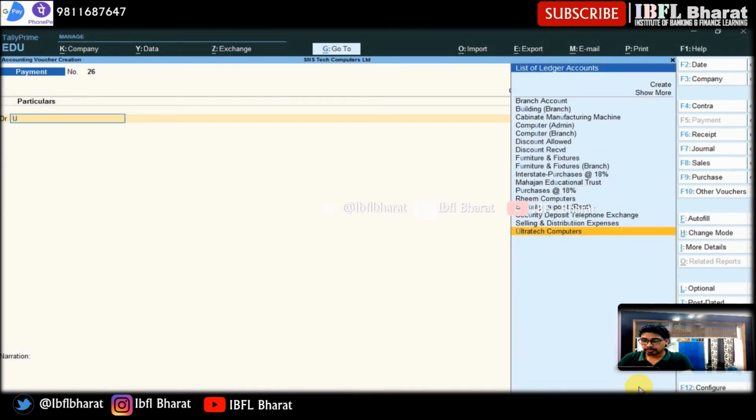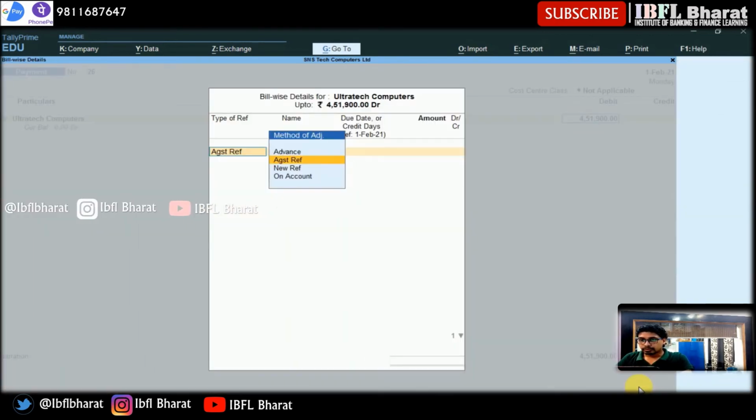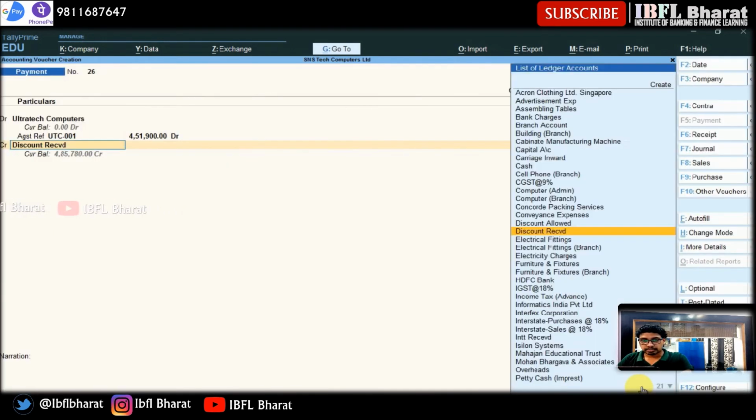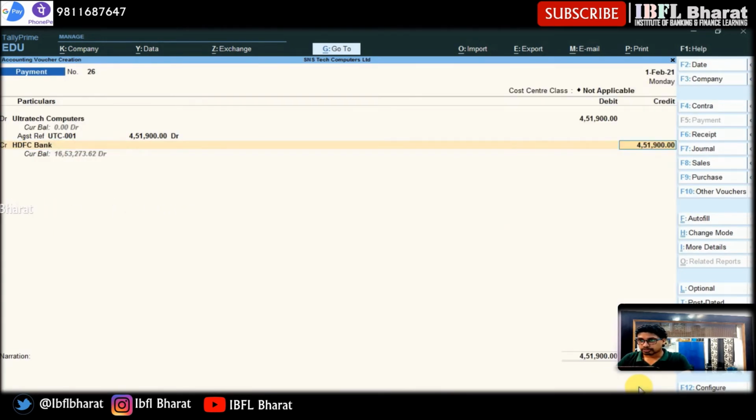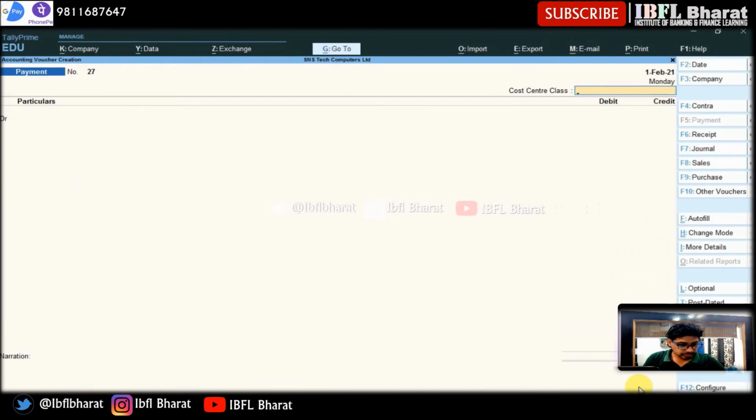This is the payment to Ultratech in full settlement. We are making payment against 451,900. This is the complete bill, but the amount we are paying is just 3 lakh rupees. The rest of the amount is discount received, 1,51,900 rupees. The transaction is finished.